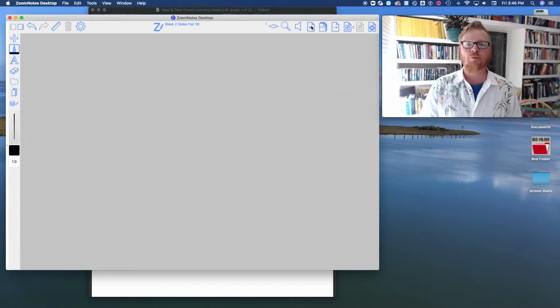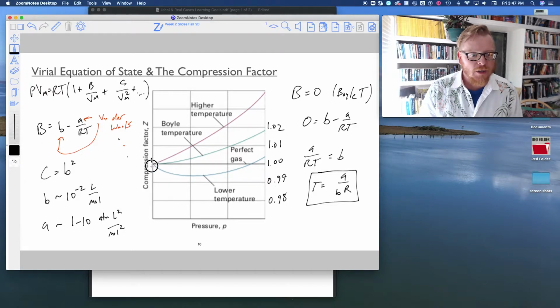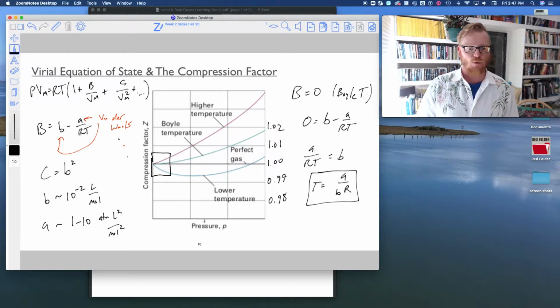So if we back up for a second here, we know the Boyle temperature. I'm going to erase that random little line, and let's just think about what's going on in this range right here, just this little narrow range.